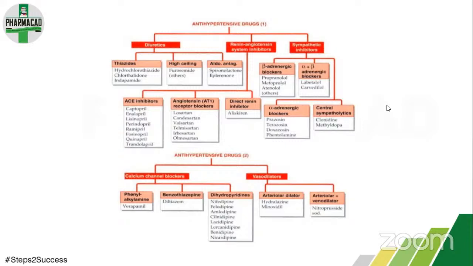Antihypertensives have diuretics, ACE inhibitors, and sympathetic inhibitors, that is beta blockers and other adrenergic blockers, and central sympatholytics. They will also include direct renin inhibitors like aliskiren. Other major classes are calcium channel blockers and vasodilators. So let's begin with the MCQ section and solve the MCQs with respect to this classification and the mechanisms.